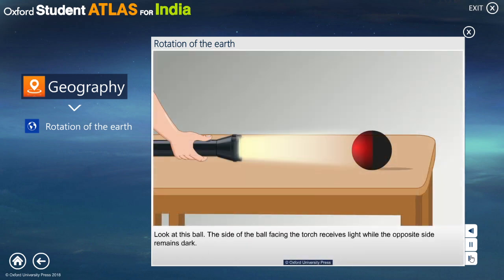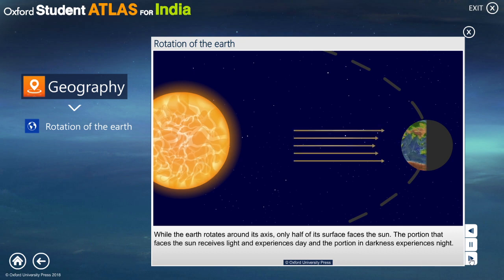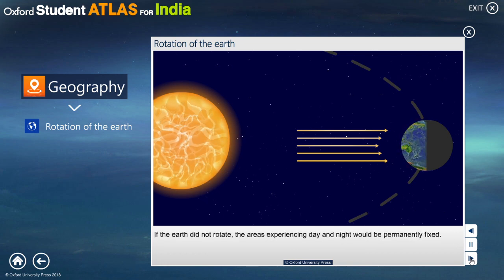Look at this ball. The side of the ball facing the torch receives light, while the opposite side remains dark. While the Earth rotates around its axis, only half of its surface faces the sun. The portion that faces the sun receives light and experiences day, and the portion in darkness experiences night. If the Earth did not rotate, the areas experiencing day and night would be permanently fixed.